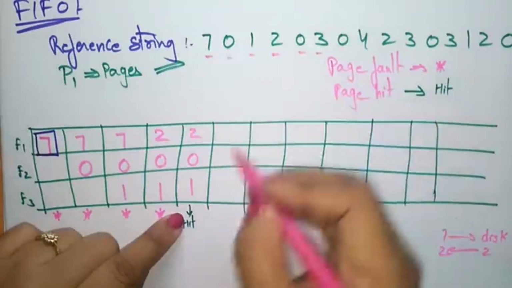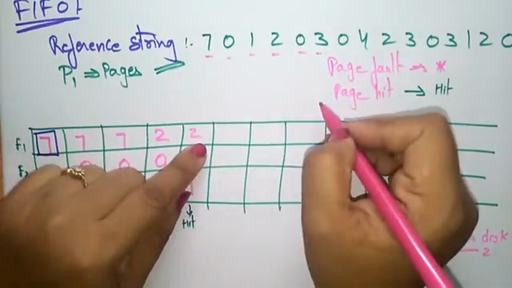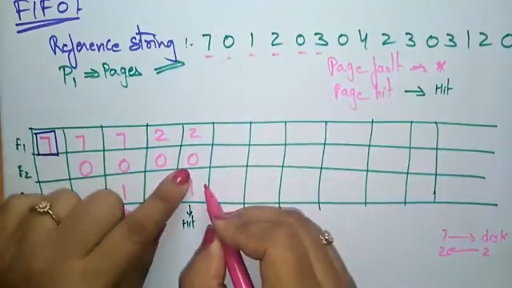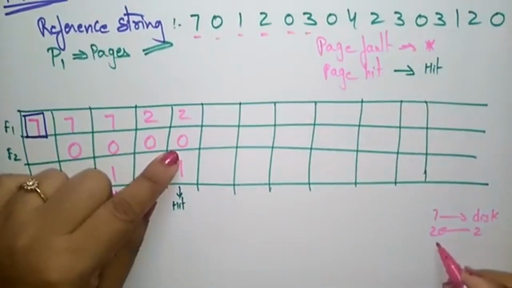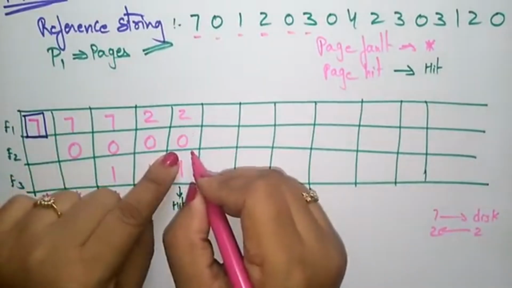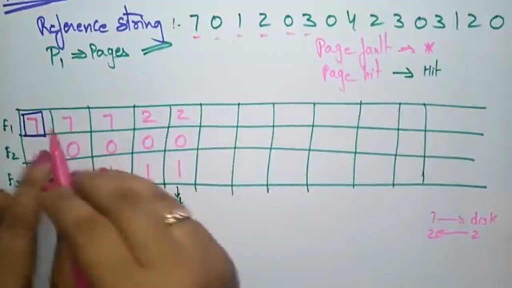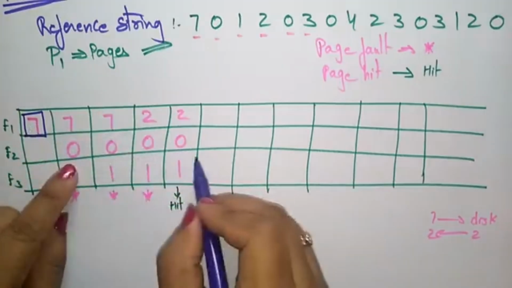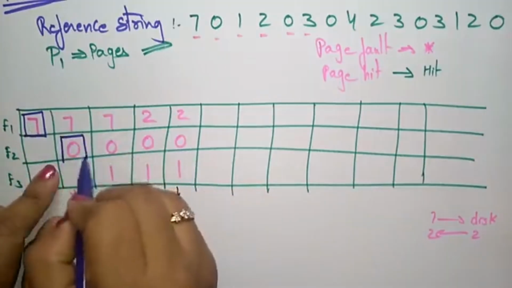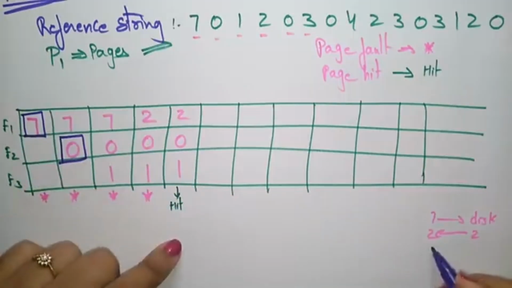3. The CPU is demanding 3. 3 is not present, so we have to get it from the disk. Which page has to be replaced? First in, first out. 7 was first in, first out, so it is already removed. So next is 0. The 0 has to be sent to the disk, and from the disk we get the 3 value.